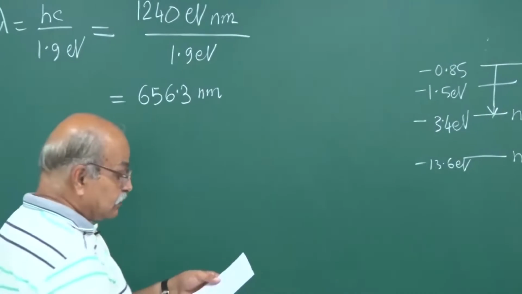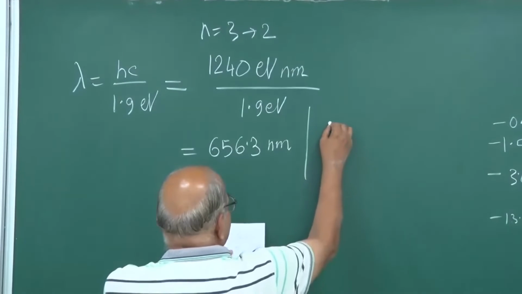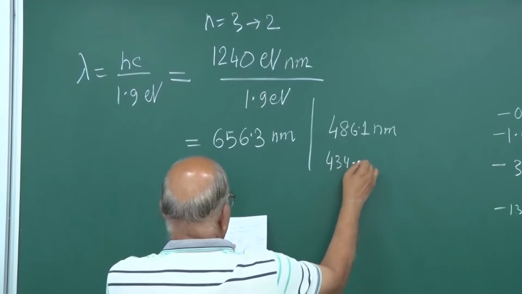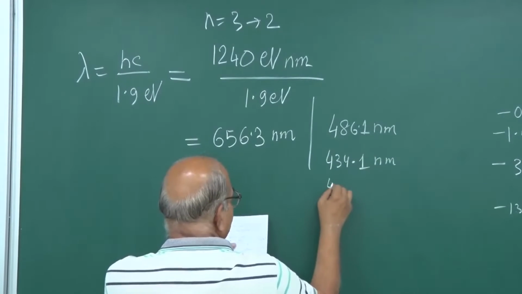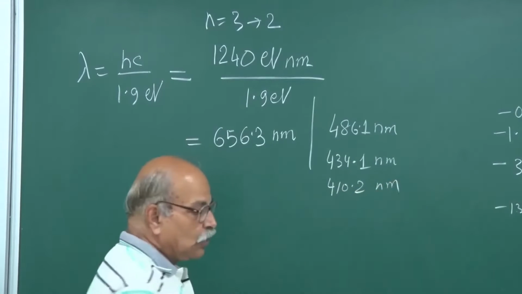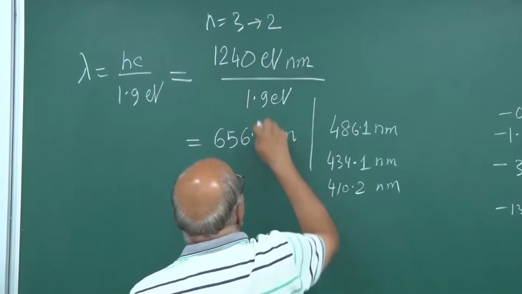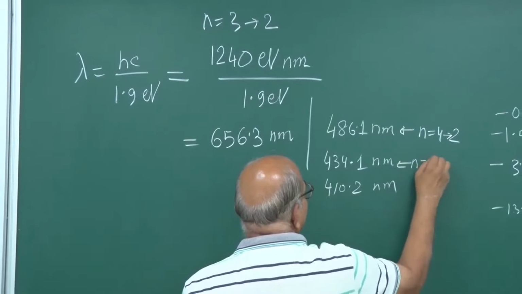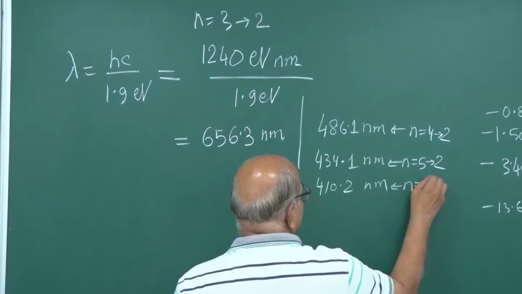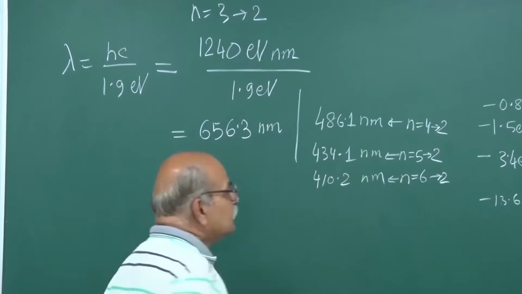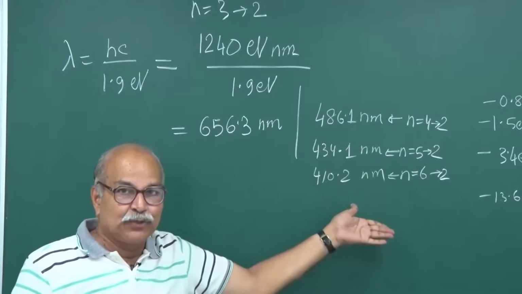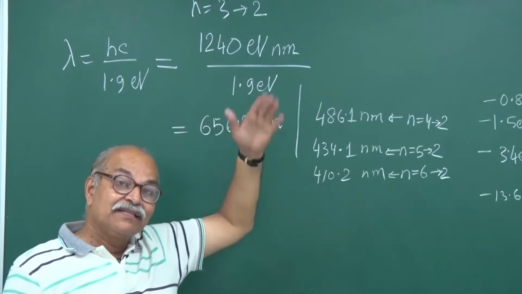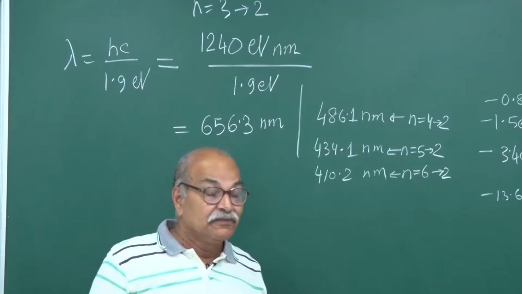Remember that these wavelengths are, this is 1 and the next wavelength is 486.1 nm. Then you have 434.1 nm, and then you have 410.2 nm. So just work out, this was n equal to 3 to 2, this corresponds to n equal to 4 to 2, and this one is n equal to 5 to 2, and this one is n equal to 6 to 2. So transitions ending at n equal to 2, originating from n equal to 3, 4, 5, 6 give you all those 4 wavelengths which were experimentally seen long ago.